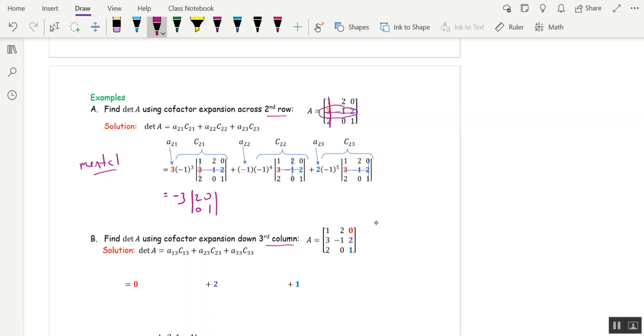All right, and then we move on. Let me erase this because I'm making a mess. We move on. -1 times -1 to the 4th, that's a positive. So now we'll have minus, and our subdeterminant is, we cross out the row and the column that -1 happened to live in, and we get left with 1, 0, 2, 1.